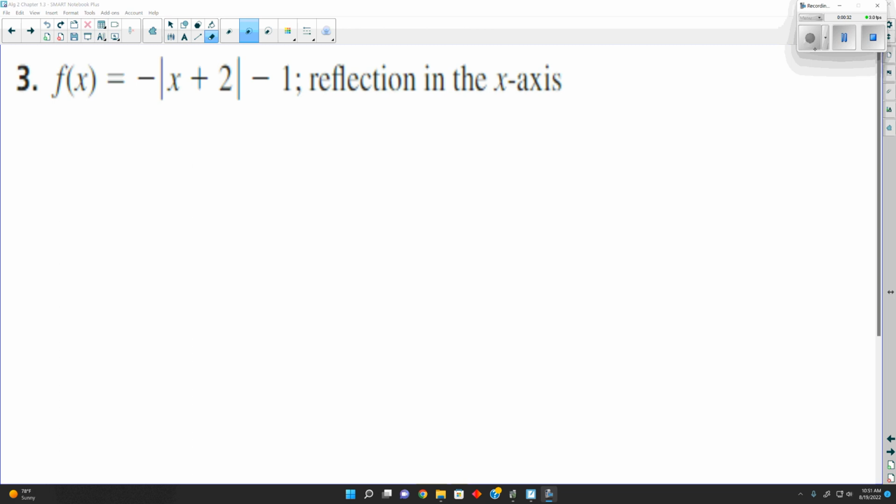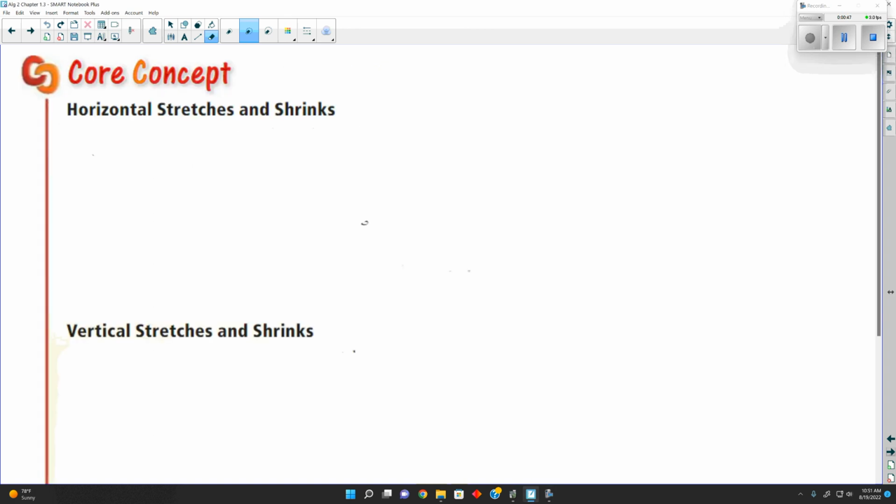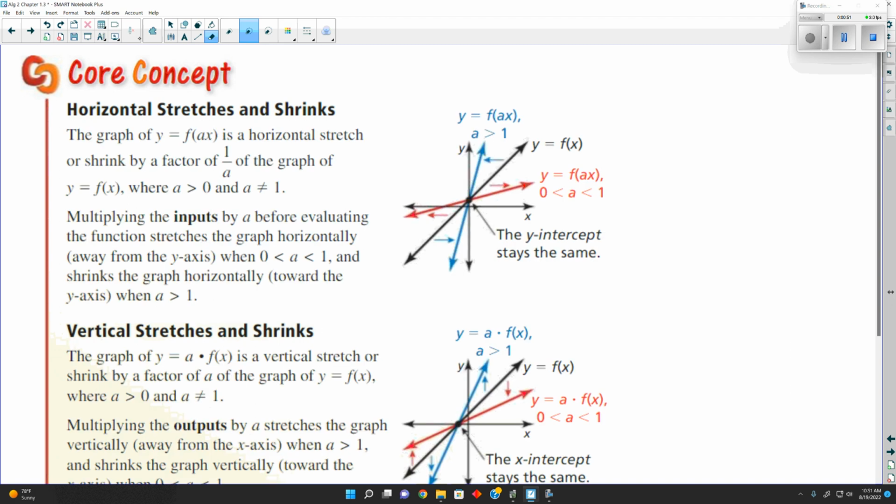Do we need to see another example of reflection across the x-axis or y-axis? Or do we feel comfortable with using the reflections? We feel good with reflection? Okay. So what we'll do is move on to the last type of transformation, which is horizontal stretch and shrink and vertical stretch and shrink.